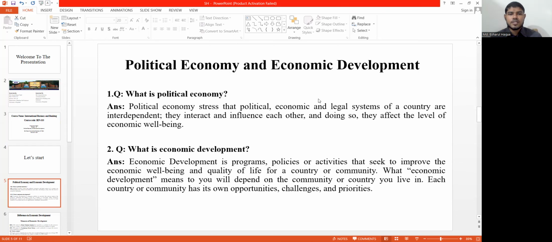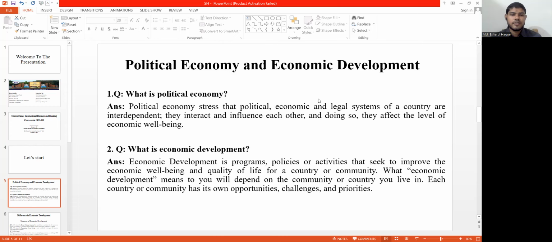Now, first, what is political economy and economic development? Before starting the topic, we also have to know what political economy is. A political economy stresses that the political, economic, and legal systems of a country are interdependent. They interact and influence each other, and in doing so, they affect the level of well-being. So in short, political economy has several elements: the political government, the economic system, and the legal system.